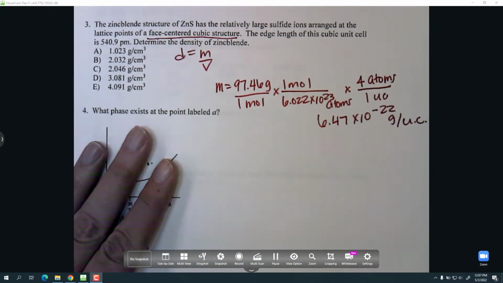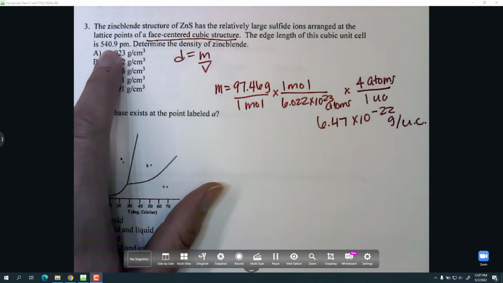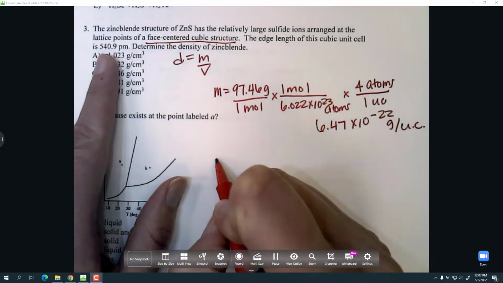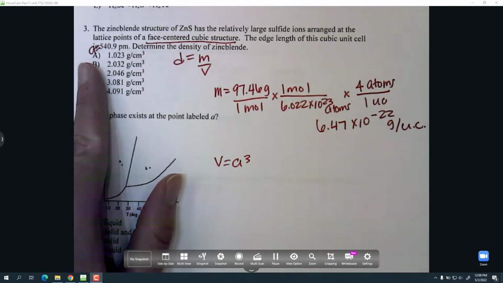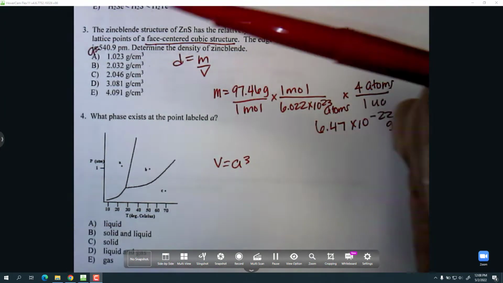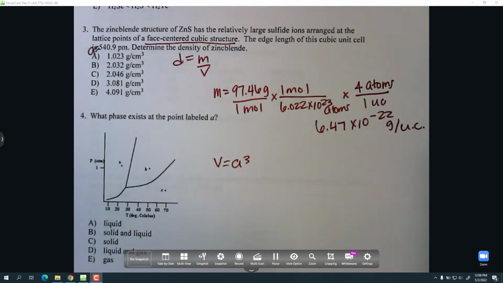Then I need the volume of my unit cell. I have the edge length. Remember, if I had the radius, I'd have to convert to edge length, but if I already have the edge length, I can just cube it. Since all of my densities are in grams per centimeter cubed, I'm going to want to convert my picometers to centimeters. I'm going to do it before I start.